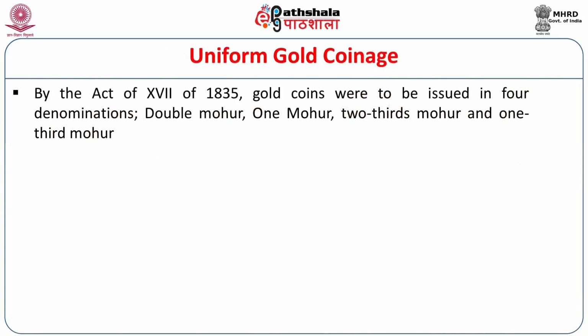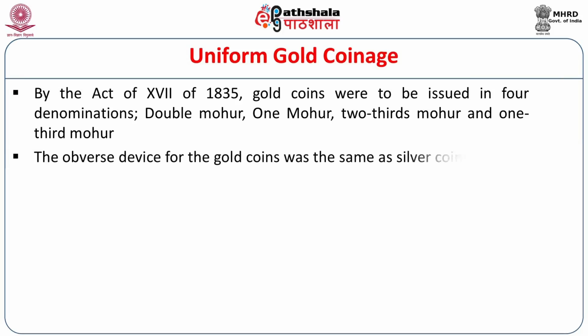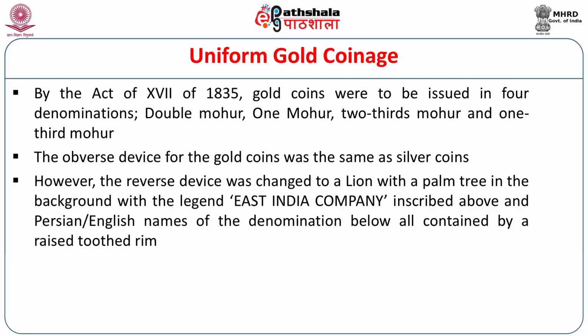Gold, on the other hand, was also reformed, and under the Act 17 of 1835, 4 denominations were mentioned: the double mohur, the 1 mohur, 2/3 of a mohur, and 1/3 of a mohur. The obverse device for all these coins was the same as the silver coins. However, the reverse was changed to a lion with a palm tree, with the background legend East India Company inscribed above, and Persian and English names of the denomination.